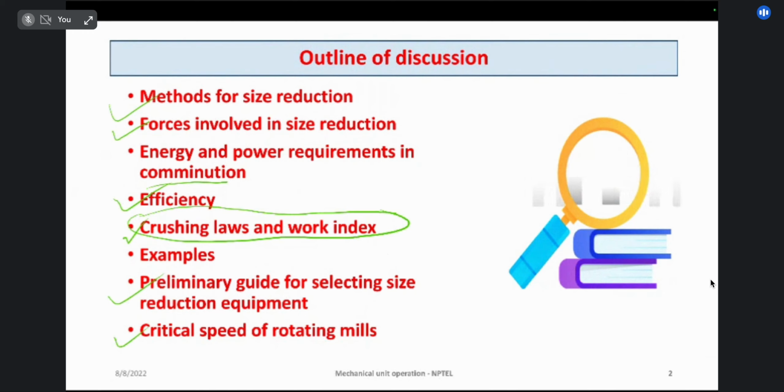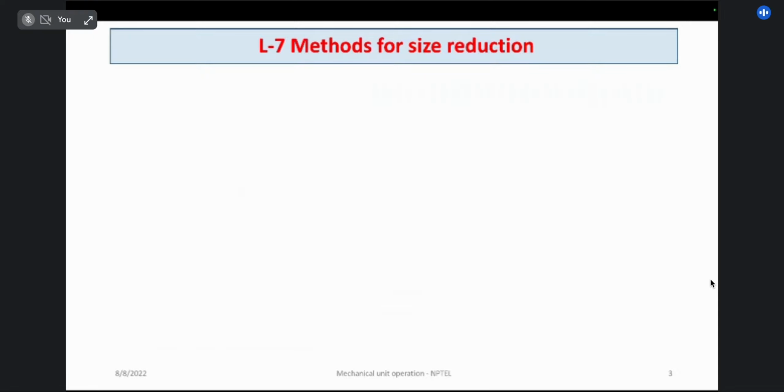If you have anything at any time, you can go to the chat window and ask your question there, and you can send it to my mail ID. But please attend the lectures and understand things in a much more detailed manner. Now we will start with the methods for size reduction.